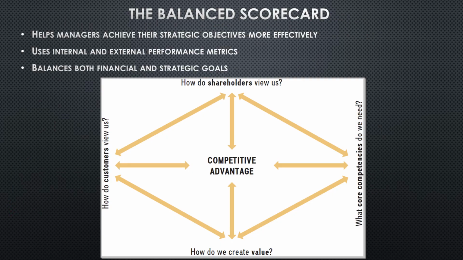Another way to evaluate the competitive advantage of a company is something relatively new, called the Balanced Scorecard. It uses internal and external performance metrics, which may set it apart from something like a SWOT analysis. And it balances both financial and strategic goals.